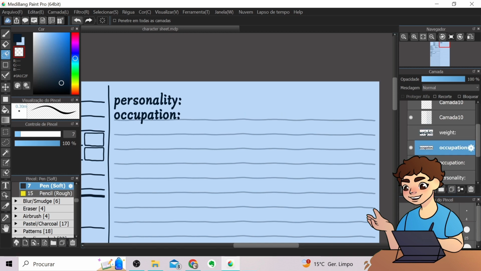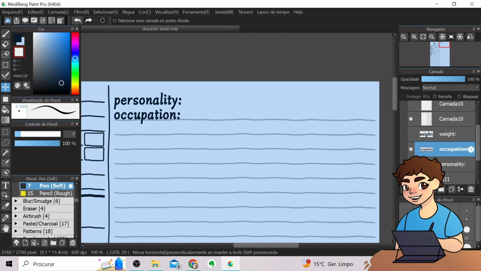I'll include these things in the character sheet, by the way. A friend of mine did something like this a few days ago, that's what motivated me to do this one. I wanted to have my OCs organized. But with this you have the basic character ideas done.